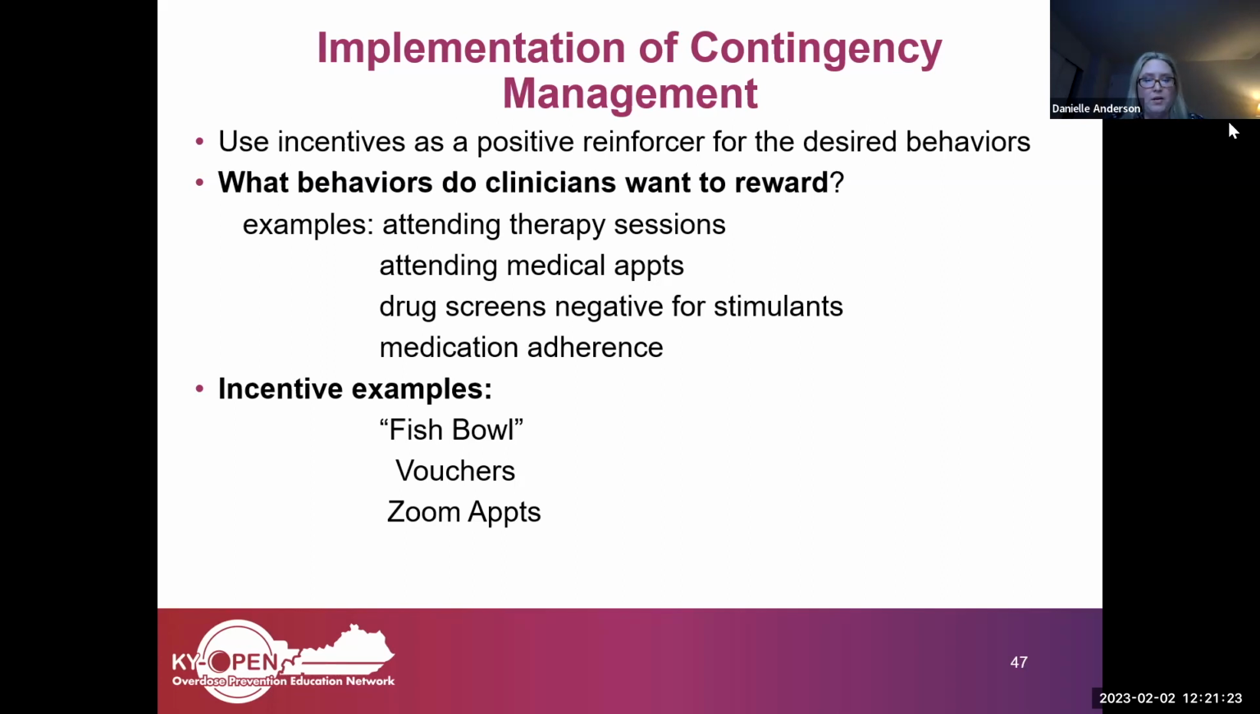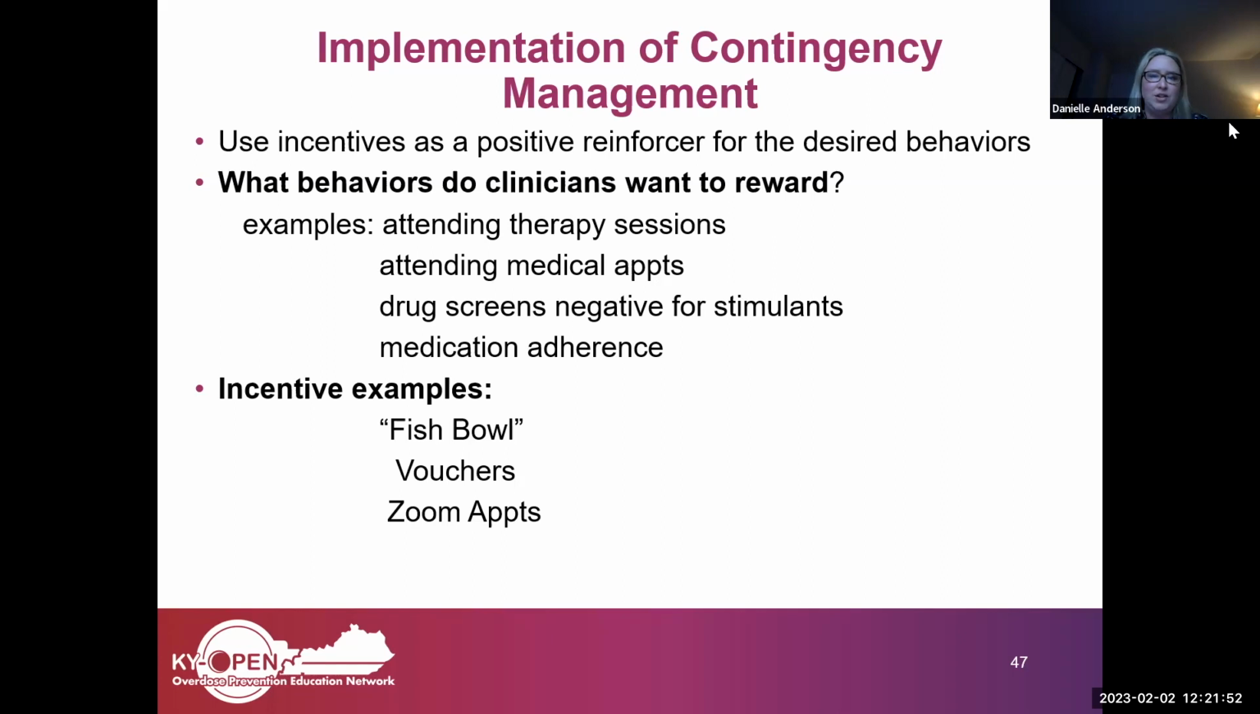Another way to do this would be vouchers, where patients earn vouchers for completion of desired behaviors, with the level of vouchers increasing according to a schedule. One way we use this in my office is when patients reach a certain goal with their therapist, we may allow them to do more telehealth appointments so they don't have to come in the office.